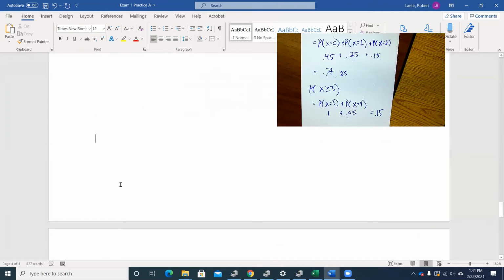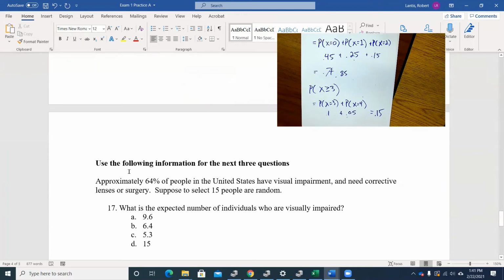So I'll start with this binomial. I'll show you a couple things to think about. And then I might return to that one about independence to show you an additional check that could be used on a short answer that wasn't the one that we worked through. So let's say approximately 64% of people in the US have a visual impairment, right? So they need, I don't know, glasses or surgery or something. Suppose we select 15 people at random. What's the expected number of people who have a visual impairment?